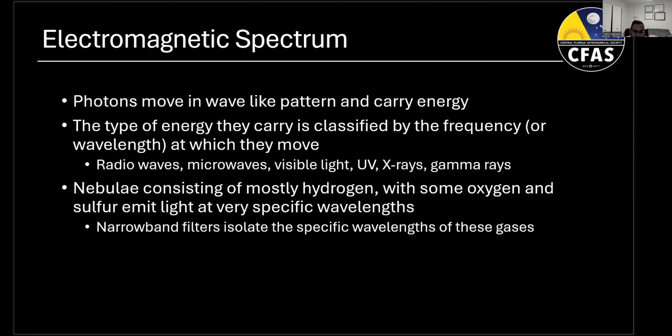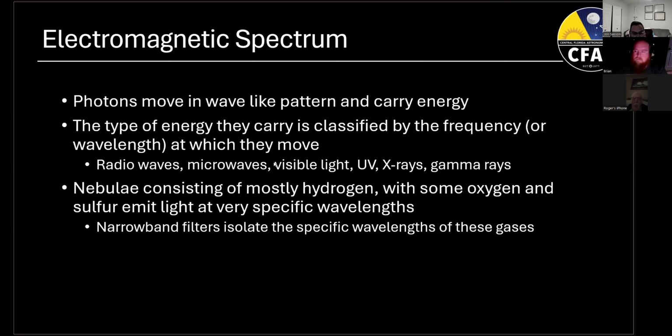And the type of energy they carry is named by the frequency, or the wavelength at which they move. So words that you hear: radio waves, microwaves, which we use almost daily, there's the visible light, which is the spectrum of light we can see, UV radiation, X-rays, gamma rays, etc. Those are all part of the electromagnetic spectrum. They're just moving at different wavelengths.